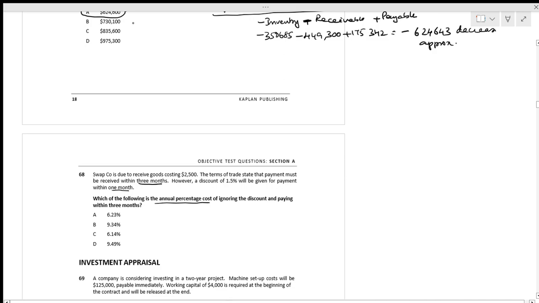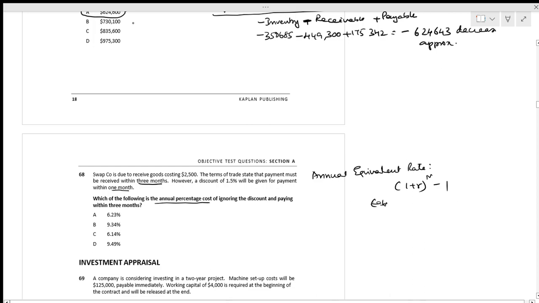In other words, it is the annual equivalent rate. What is the annual equivalent rate? It is 1 plus r to the power of n, minus 1. This is the annual equivalent rate formula. It is in the book, the study text, which you can refer to. 1 plus r, 1 point. We have to calculate r.